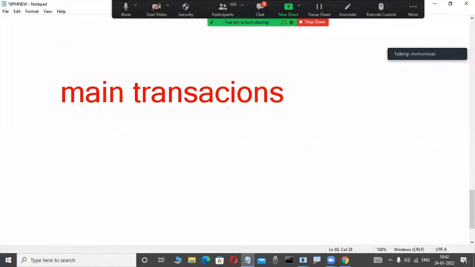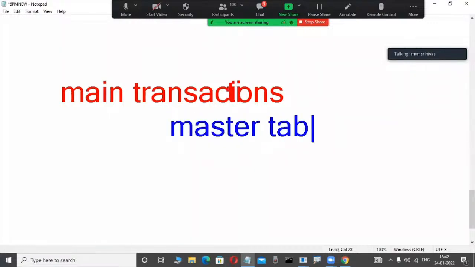Main transactions are stored in a where? Master table. What is this one?